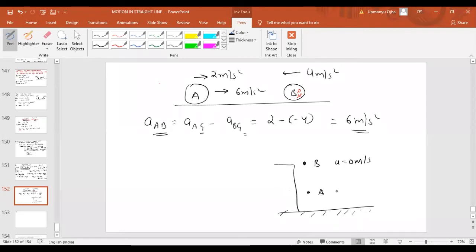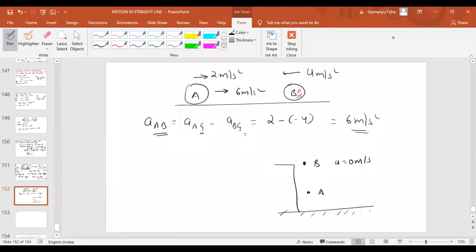Can you tell me the answer for this? We have two objects. A we had dropped. After 2 seconds we drop B. Then what is the relative acceleration between A and B? 0 meter per second square.